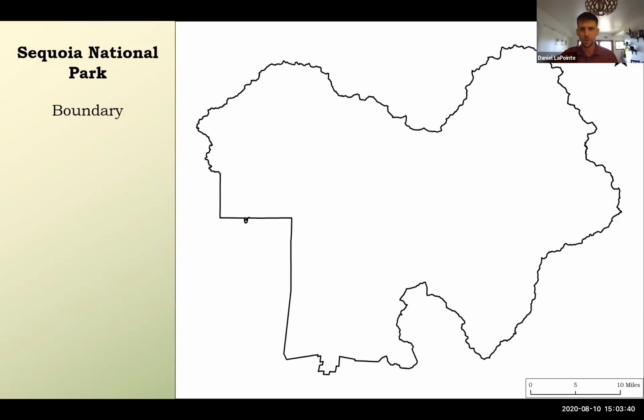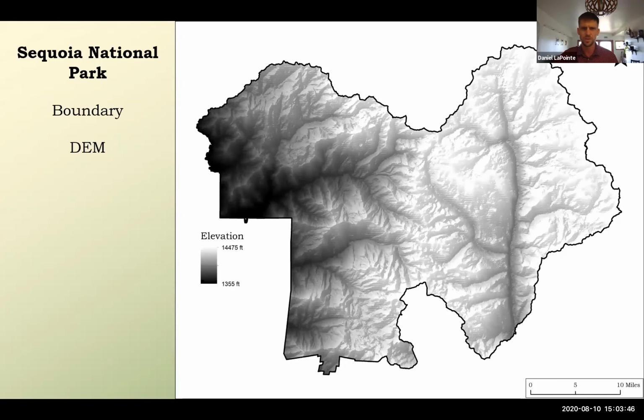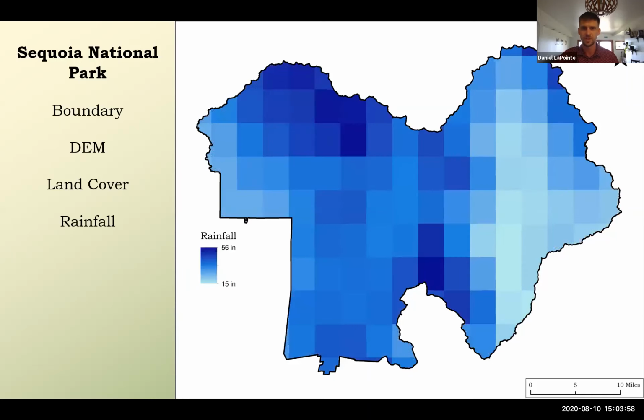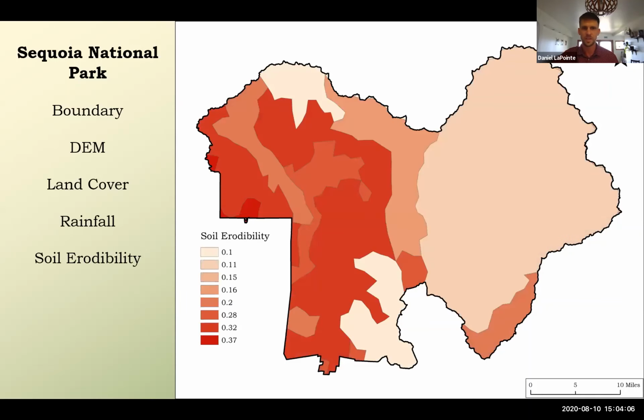So I'll introduce you a little bit to some of the data that I used, starting off with the Sequoia National Park boundary layer. I also used a digital elevation model, again showing around 1,000 to 14,000 feet. I used a recent land cover. I have rainfall data that I used. This is interpolated from a couple different stations and then averaged over 20 years to be a little bit more reliable. I looked at soil erosion in the form of soil erodibility here.